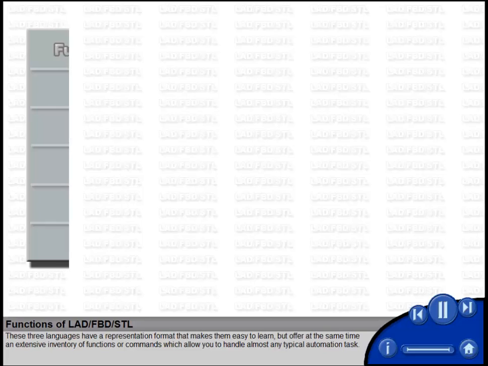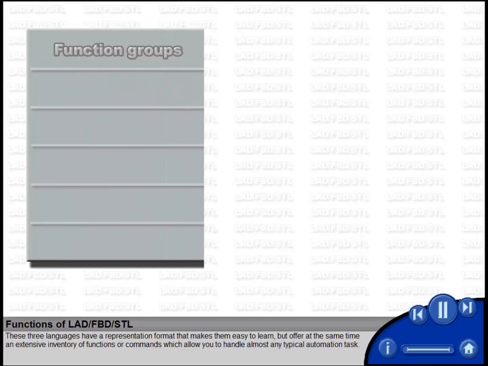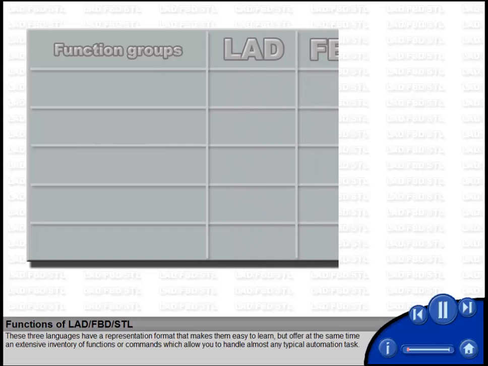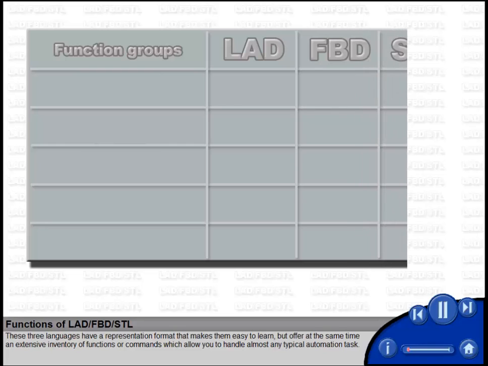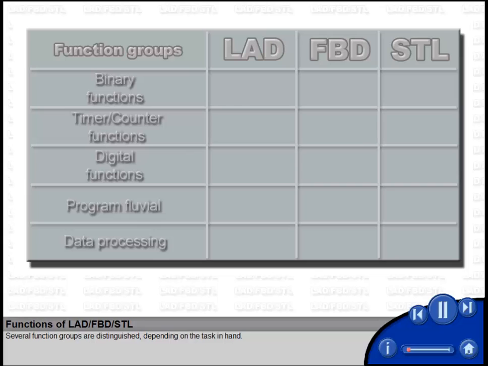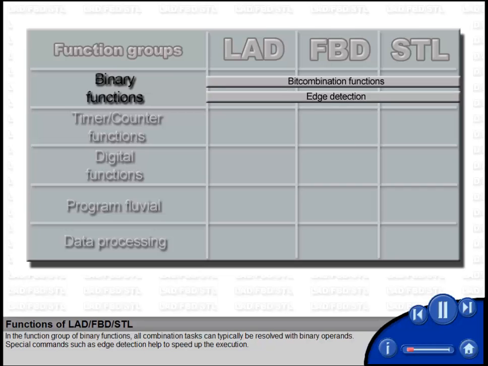These three languages have a representation format that makes them easy to learn, but offer at the same time an extensive inventory of functions or commands which allow you to handle almost any typical automation task. Several function groups are distinguished depending on the task in hand. In the function group of binary functions, all combination tasks can typically be resolved with binary operands. Special commands such as edge detection help to speed up the execution.